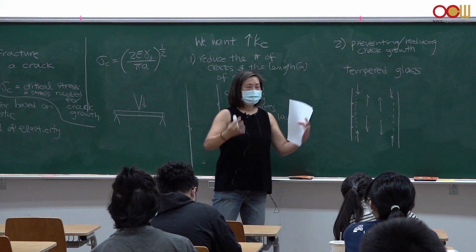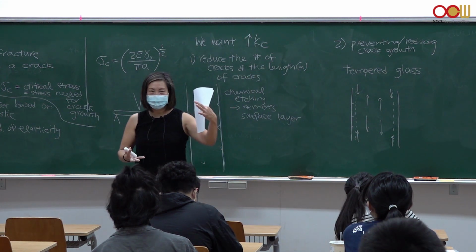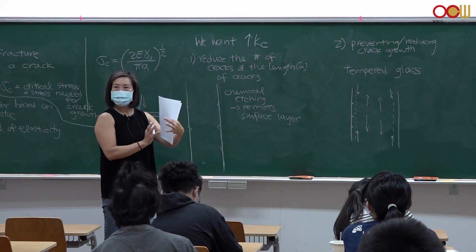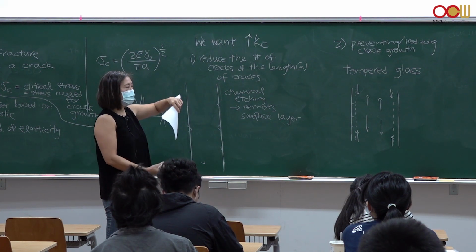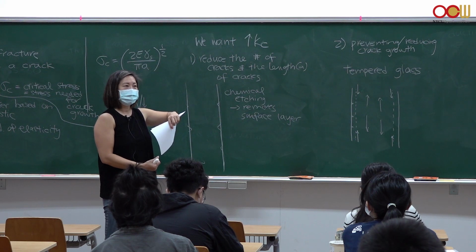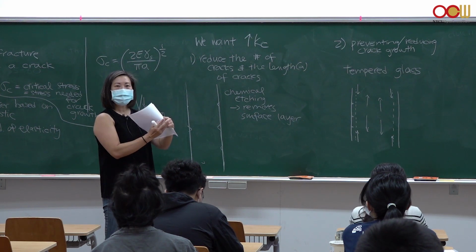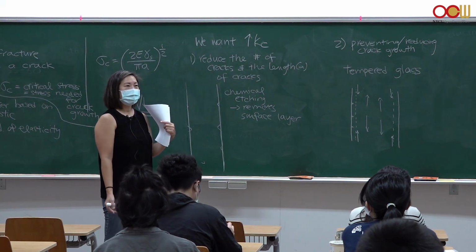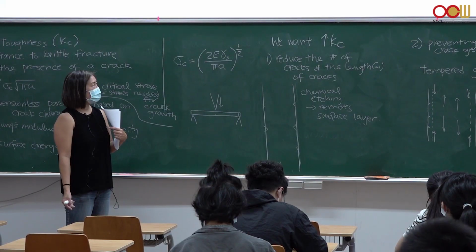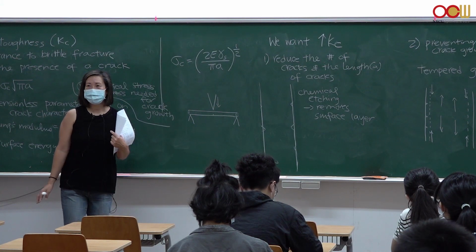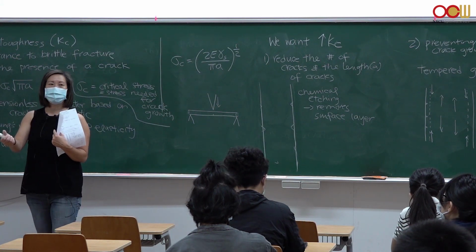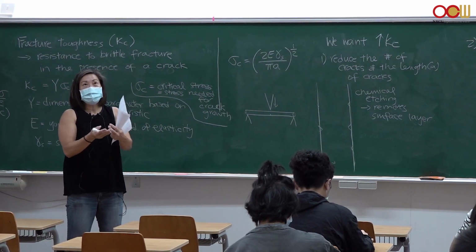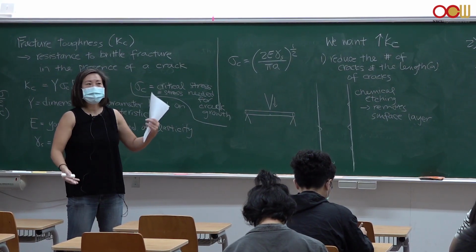You cool the outside of the material, and you allow the inside to cool more slowly so it becomes more dense. So it's going to put a compressive stress on the surface of the glass, which will prevent the cracks from growing, and so achieve a higher fracture toughness. Those are the two ways that we can increase fracture toughness: reduce the number of cracks, reduce the length of the cracks, but also make it more difficult for the cracks to open up.